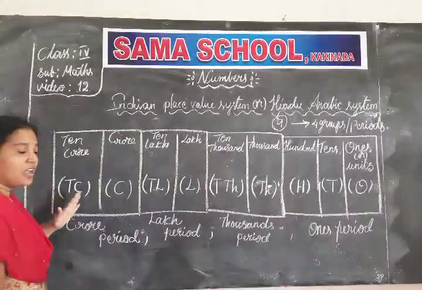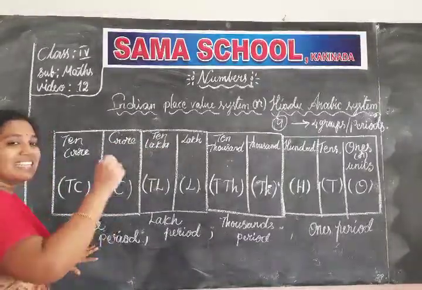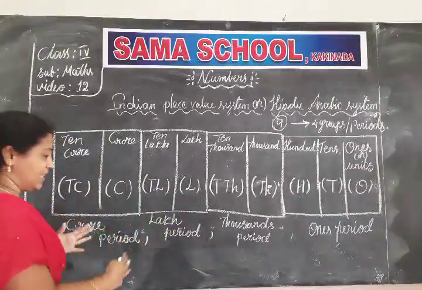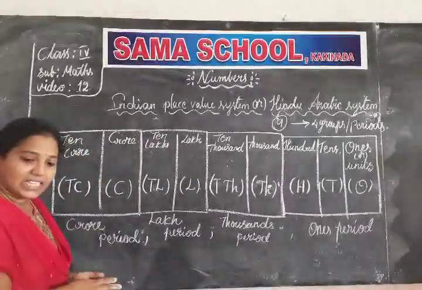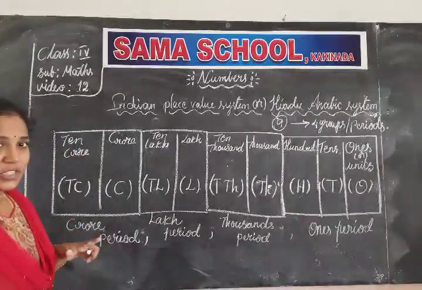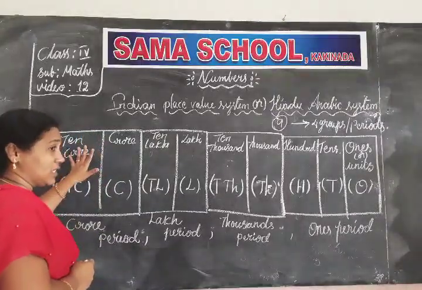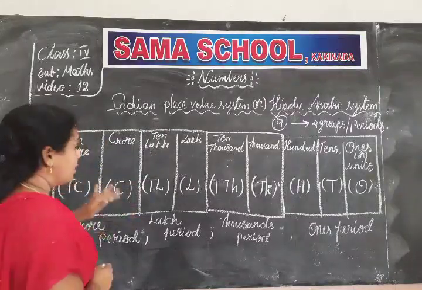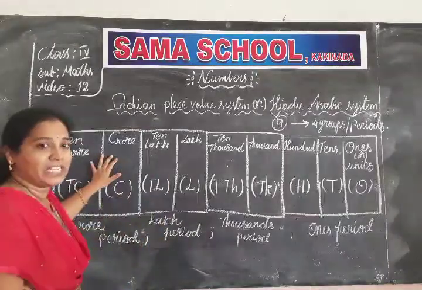Now you understand, children, why all the 9 places are divided into groups? To insert the commas easily, to read the number easily, to expand the number easily. That's why these 9 places are divided into 4 periods. Understand, children? Now, I want to explain the international place value system. Everyone remember how many places are there in the Indian place value system. After that, I will explain the international place value system. If you understand this Indian place value system, then you can easily write the international place value system.